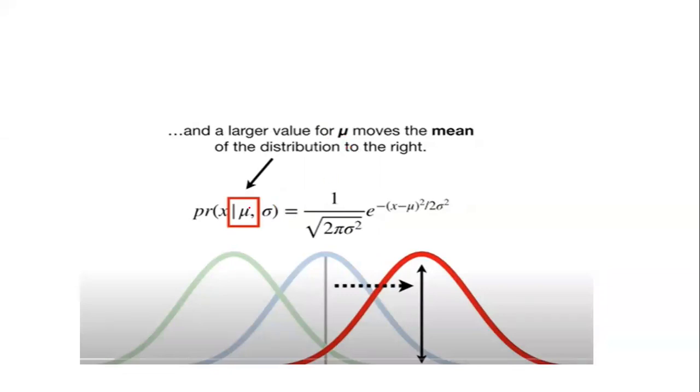If you provide a low value for mu, then this curve will shift towards the left. If you provide a larger value for mu, this curve will move towards the right. So basically, mu controls where the curve is located. For a larger value of mu, the mean of the distribution will be shifted to the right. For a lesser value of mu, the mean of the distribution will be shifted to the left.